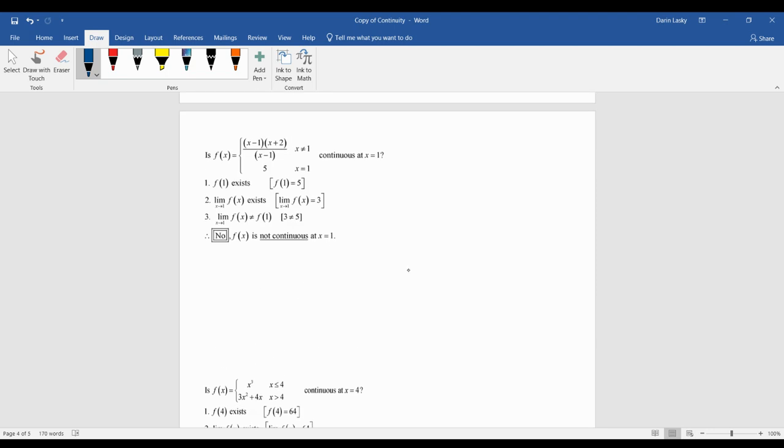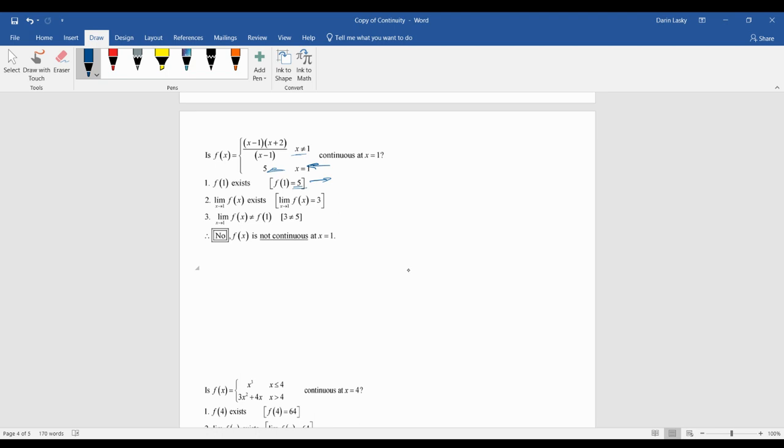This one here, here's one of those that f of 1 exists. So if I plug in 1, I get 5 out. I can't use this one because that cannot equal 1. So yes, it exists. It's actually equal to 5.